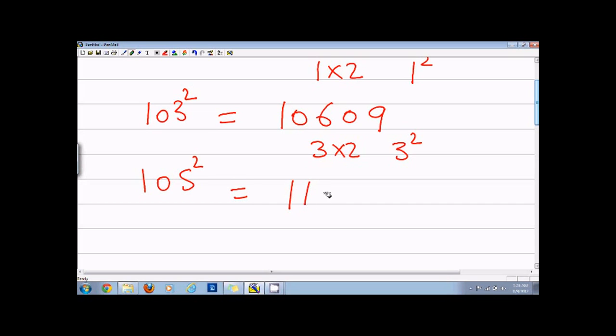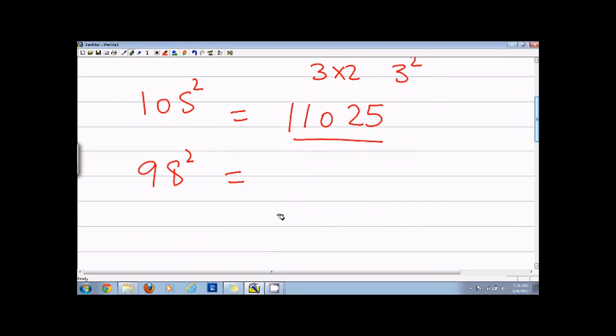The answer is this. Now if I have a number less than 100, for example 98, in this case our x is 2 less than 100, so that will be minus 2 into 2, so that will be minus 4. So 100 minus 4 is 96, and then minus 2 square is 4, so 9604.